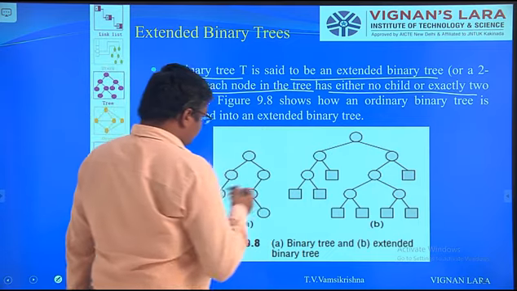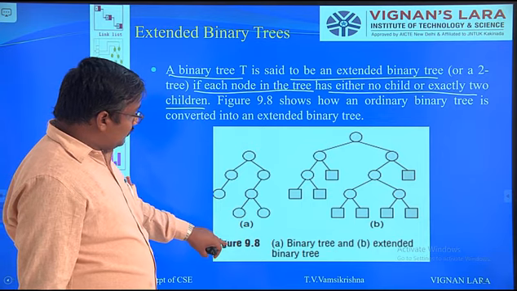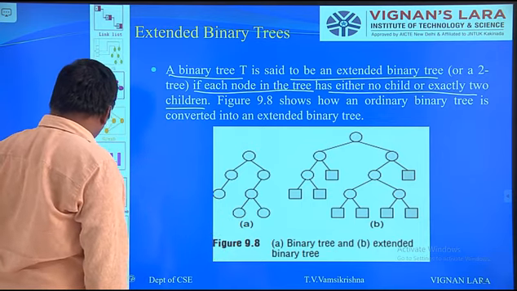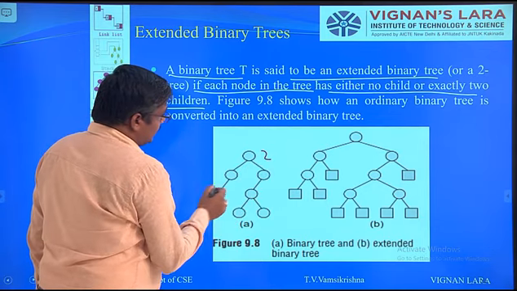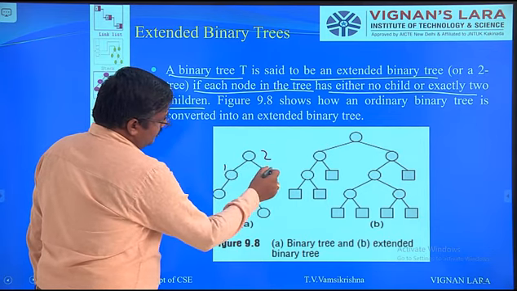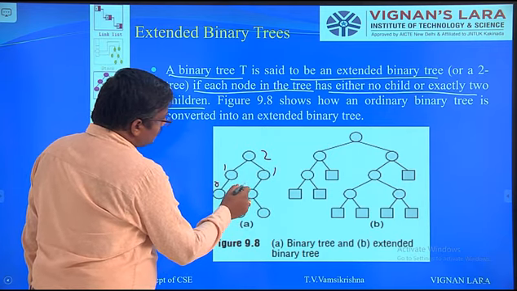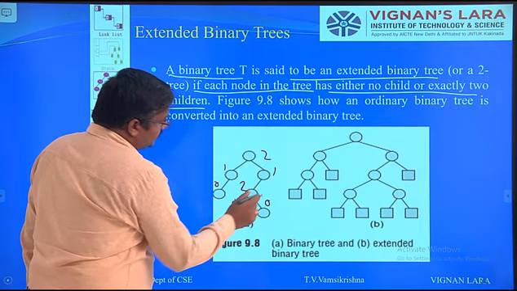So this is the extended binary tree. The first one is a binary tree. Why? Because here the maximum is two children: one node has two children, one has one child, one has 0, and another has two children, here 0, 0.